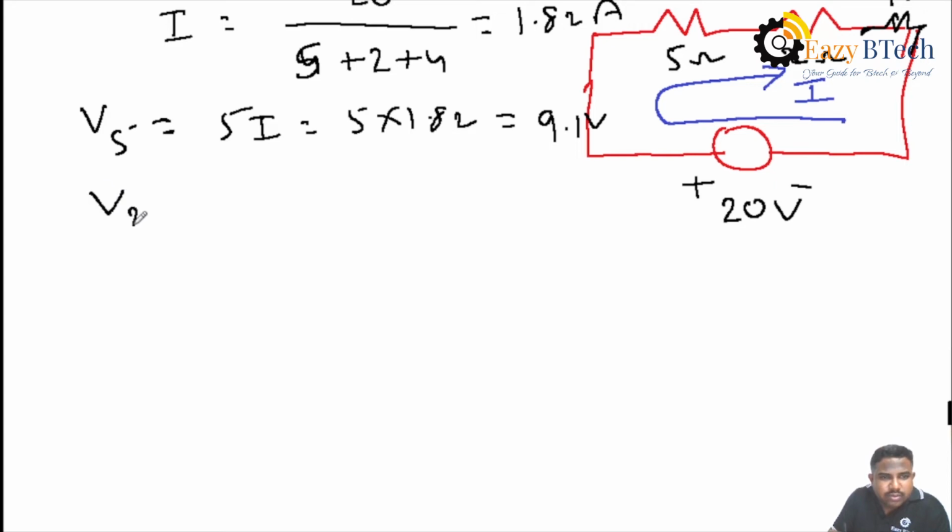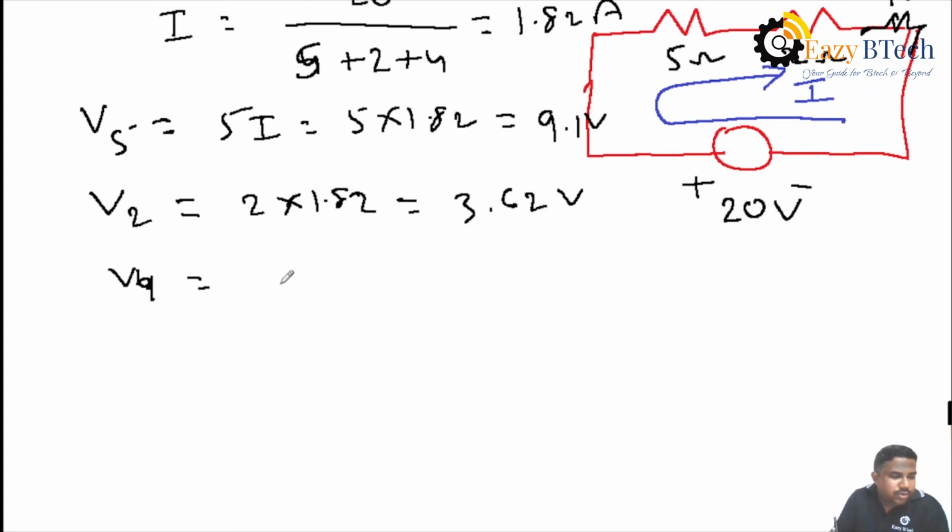Similarly, what is the voltage drop across 2 ohms? That is V2. We find 2 into 1.82, and that value is 3.62 volts. Then similarly V4, the voltage drop across 4 ohms. You calculate the value as 7.28 volts.